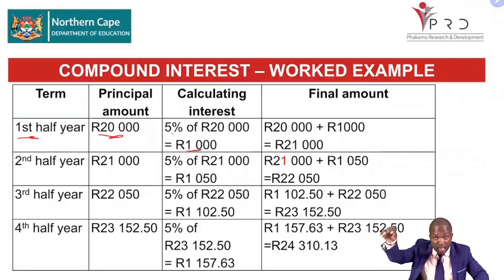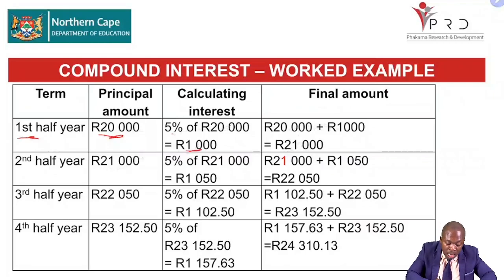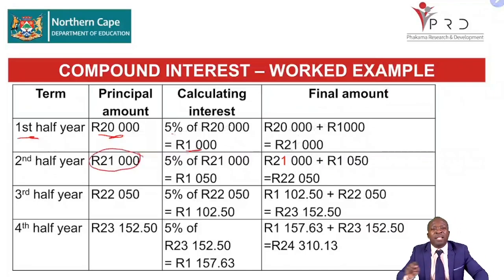When we are going to second half year, meaning from July to December, we don't take 20,000 anymore. Now we are going to take 21,000. I hope you get the idea. So the 21,000, we find also 5%. If you are not sure, ask your teachers. Ask them to pause the video so that you can look at it closely. Try it. Press with the calculator, and you will see that you are going to get things correct.